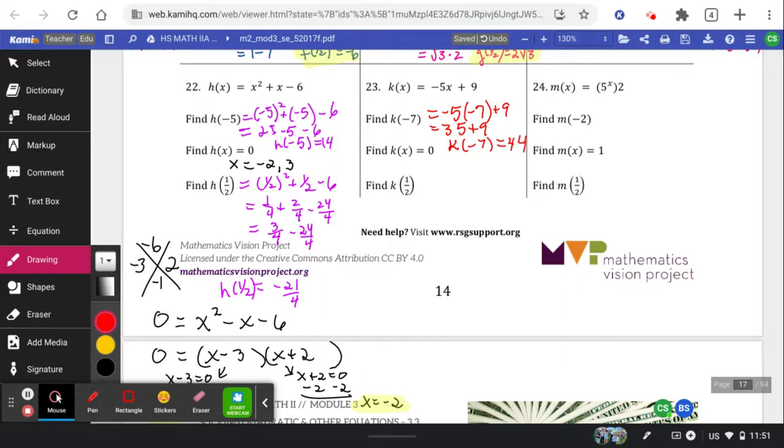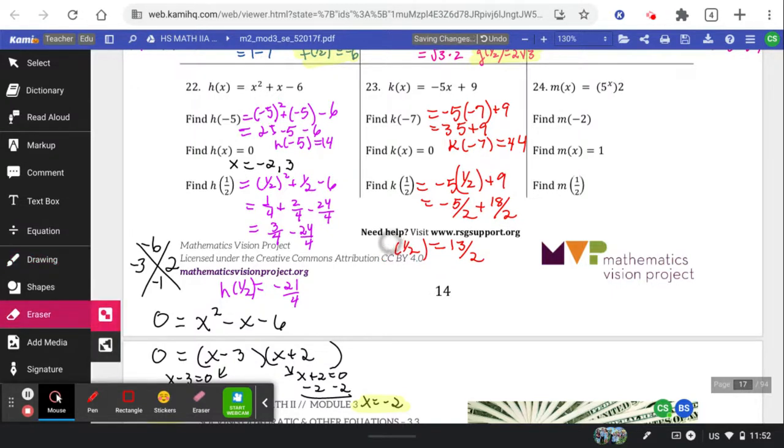I'm going to skip the output to do down at the bottom. Negative 5 times 1/2 plus 9. That makes negative 5 halves. Let's convert 9 into halves. 9 can also be rewritten as 18 halves. And 18 minus 5 is 13 halves. k of 1/2 is 13 halves.